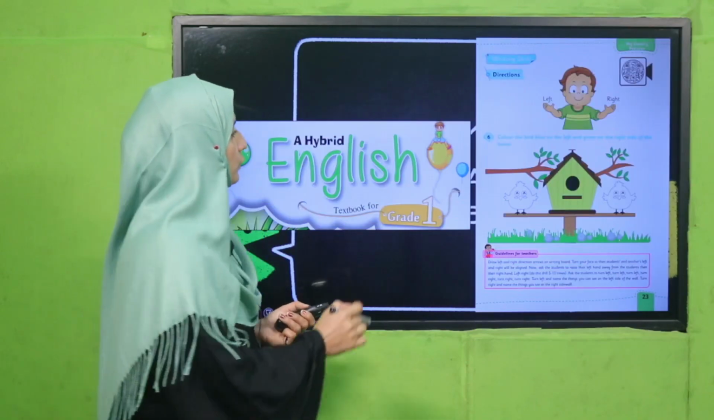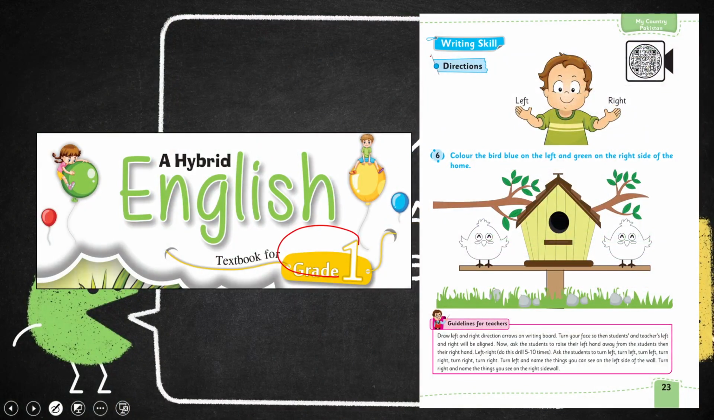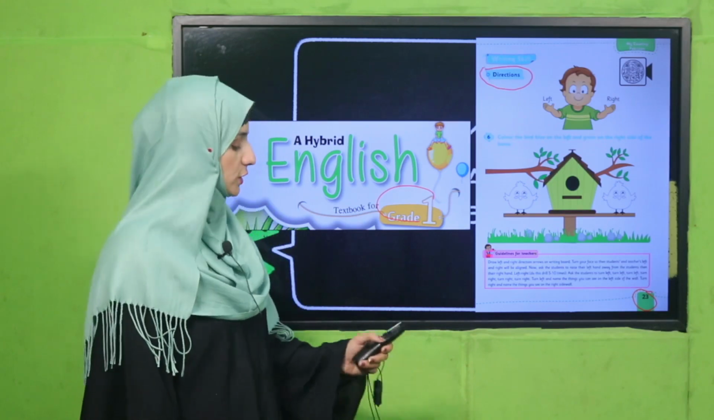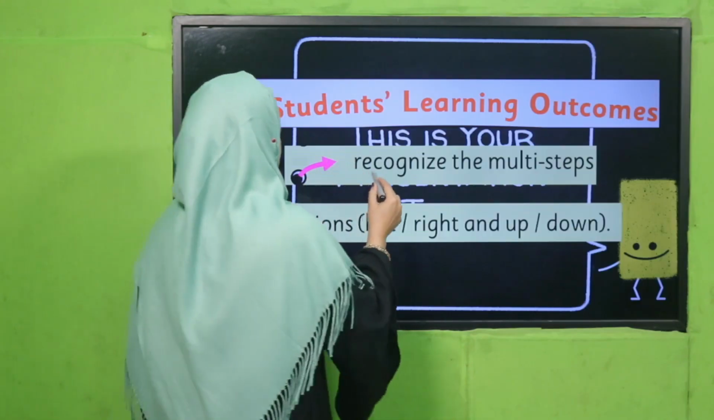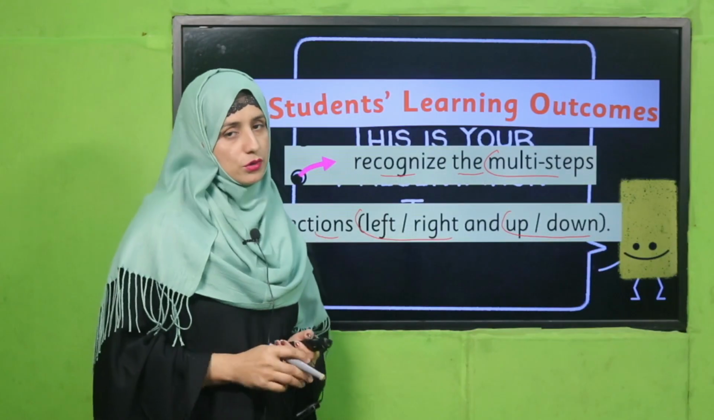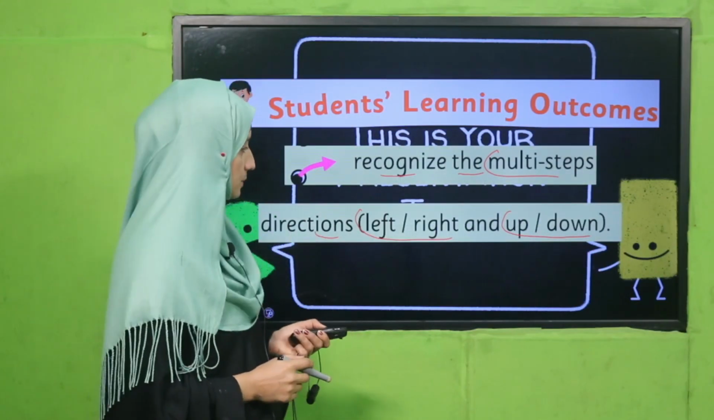Before in English for grade 1, my dear students, you have already learned about directions on page number 23. I hope you remember it. If you may not, you can watch this video lecture again. And today we are going to learn further about it. Recognize the multi-steps directions like left or right and up or down. So these directions today we will learn in this lecture.